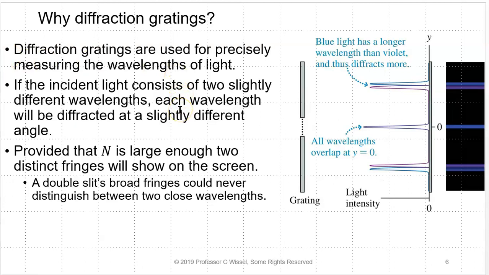Diffraction gratings are used for precisely measuring the wavelengths of light. If the incident light consists of 2 slightly different wavelengths, each wavelength would be diffracted at a slightly different angle. Provided that N is large enough, 2 distinct fringes will show on a screen. So double slits' broad fringes would never distinguish between 2 close wavelengths. So for instance, here they've got a purple and a blue.